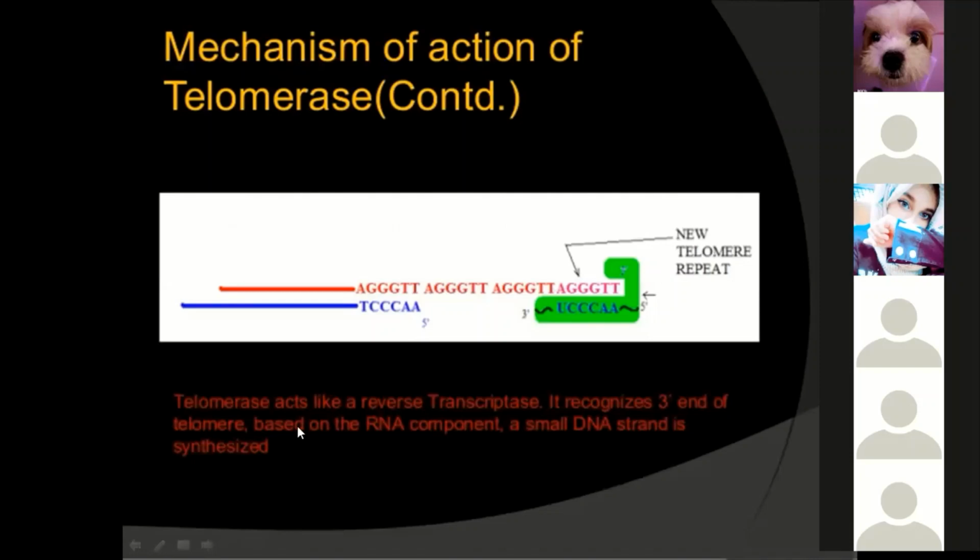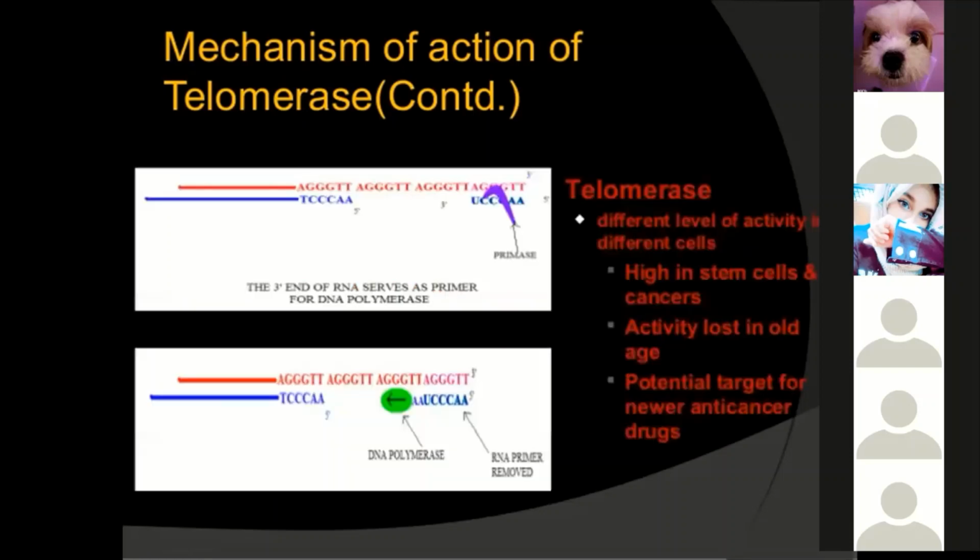The telomerase acts like a reverse transcriptase. It recognizes the 3' end of the telomere, and based on the RNA component, a small DNA strand is synthesized here. So slowly there is synthesis of these repeats, and the cap will be protected by the telomerase. This is also like how telomerase acts like a primase, because it acts from here only. The RNA primer is from the 3' end only. The RNA serves as a primer for DNA polymerase, and again there will be synthesis.